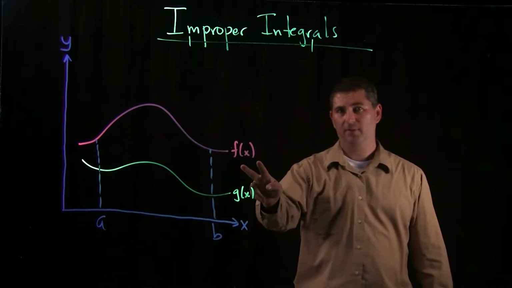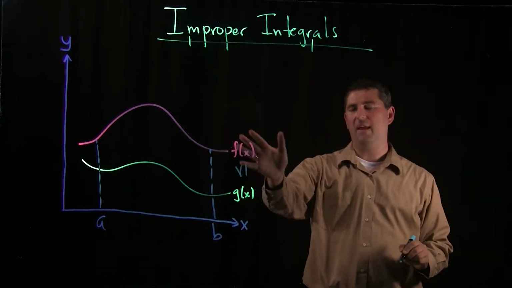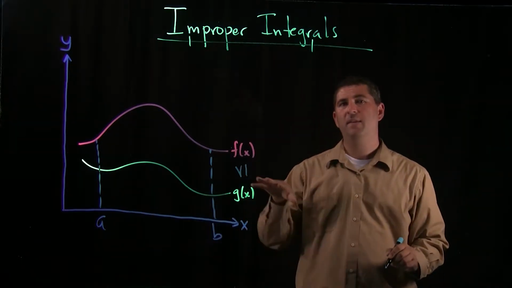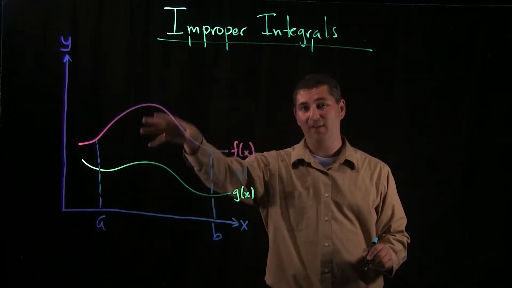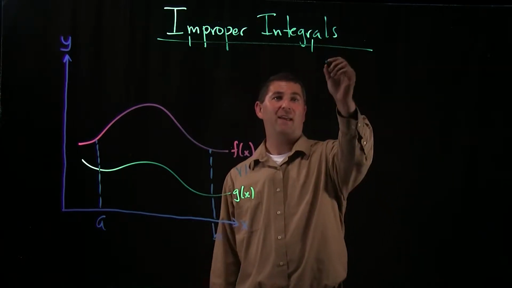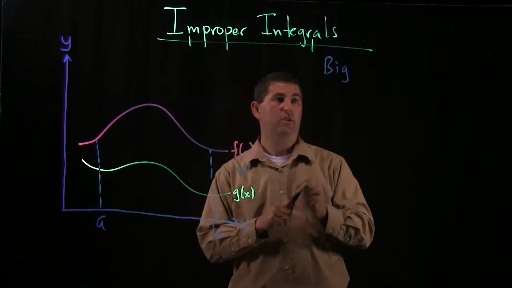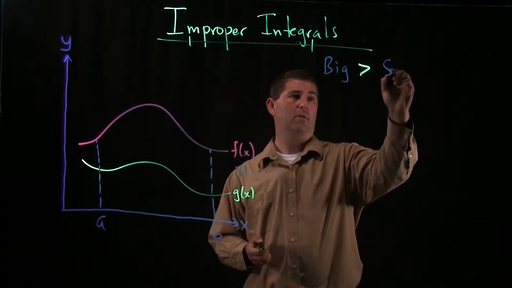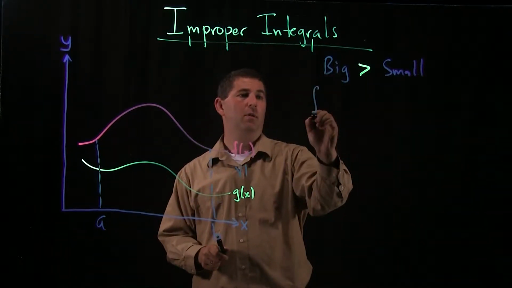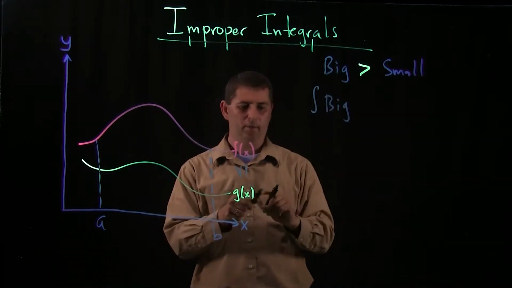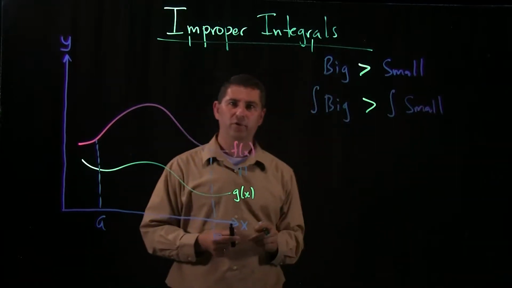Namely, if I have two functions, f of x and g of x, where g of x is always less than or equal to f of x, at least on some interval a, b, then the area underneath g of x is going to be less than the area underneath f of x. So if you have a big function which is greater than a small function, then the integral of the big function on some interval is going to be greater than the integral of the small function.